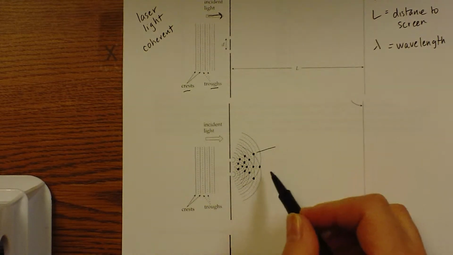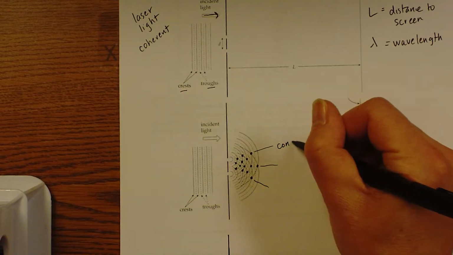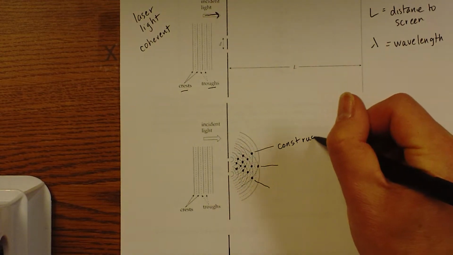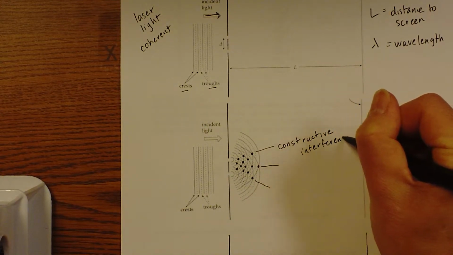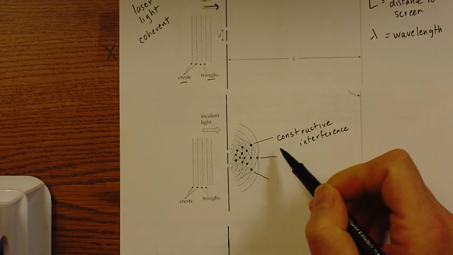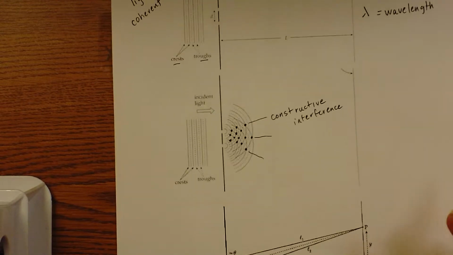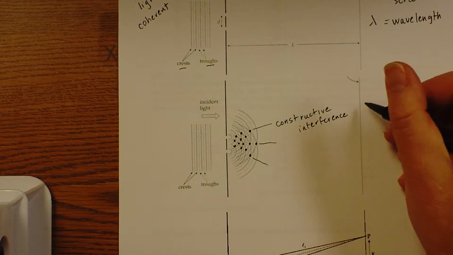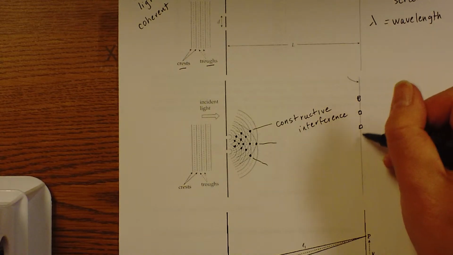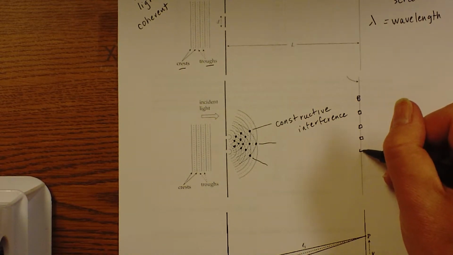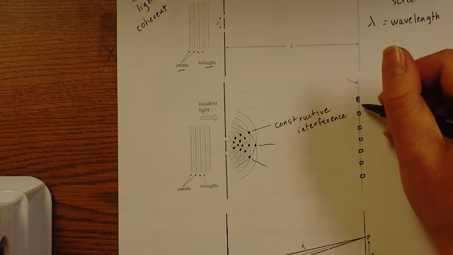And what we can see is that we'll get these patterns, these lines of constructive interference. And then between the lines of constructive interference, we get destructive interference. And the way that this shows up on the screen is as a pattern. We'll get a pattern of light and dark, what we call fringes.